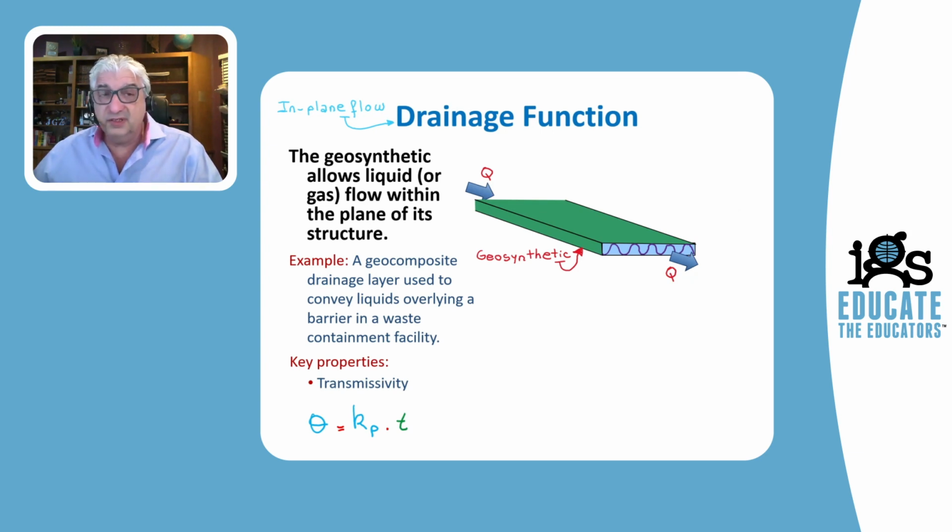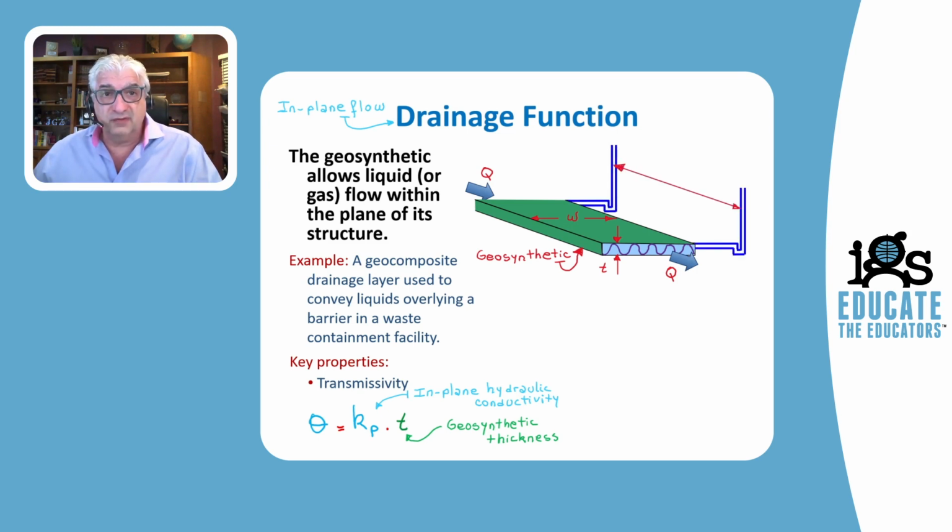In this case, it will be a different combination because the thickness plays a different role than in the case of the cross-plane flow. The transmissivity is Kp, the in-plane hydraulic conductivity of the geosynthetic, times the thickness of the geosynthetic. Here we have in this sketch the different geometric characteristics of the geocomposite drain, a width W, a thickness T. Because there is flow along the geosynthetic, we will have a drop in head.